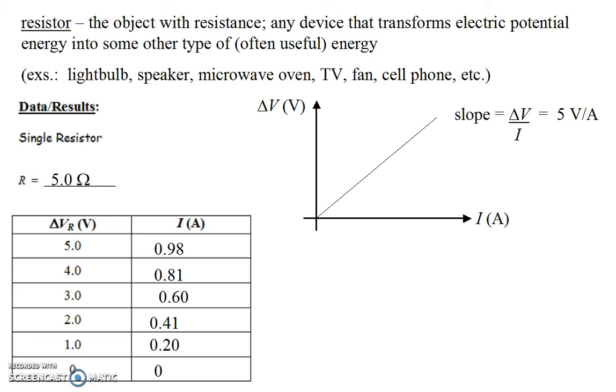All right, so the slope here is clearly going to be 5 volts per amp. We're just taking delta V over I. This is in volts, this is in amps, so the units are volts per amp. And we got 5, right? It's clearly a ratio of 5 to 1, or at least really, really close to it. Hey, what else was 5?